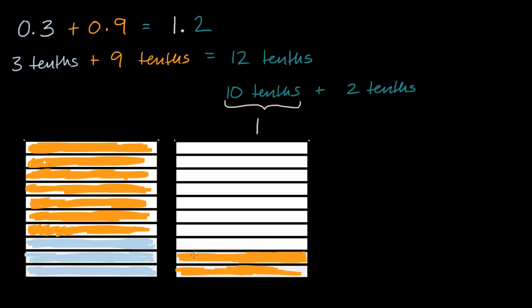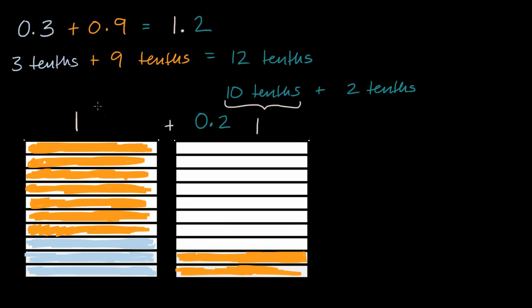And when you add them all together, what happens? Well, the 3 tenths plus the 7 tenths right over here, they made a whole. So this right over here is our 1. And then we also have another 2 tenths left over. And so this is our 0.2, or 2 tenths. So it's going to be 1 plus 2 tenths, which is 1.2.